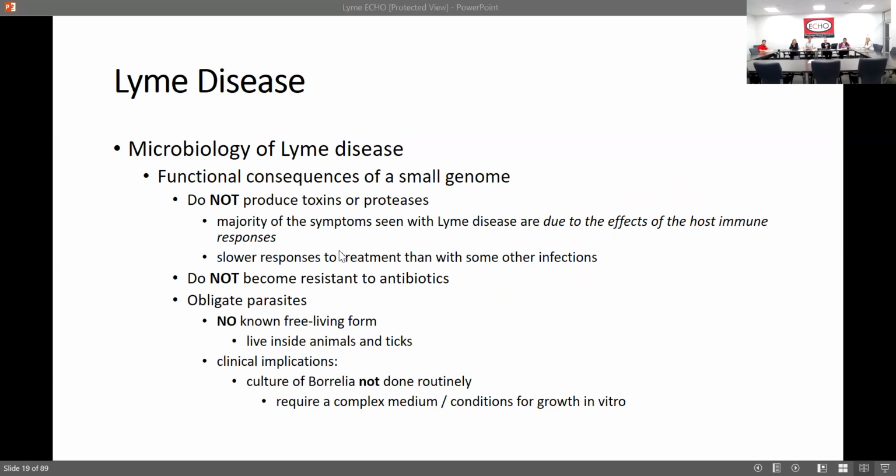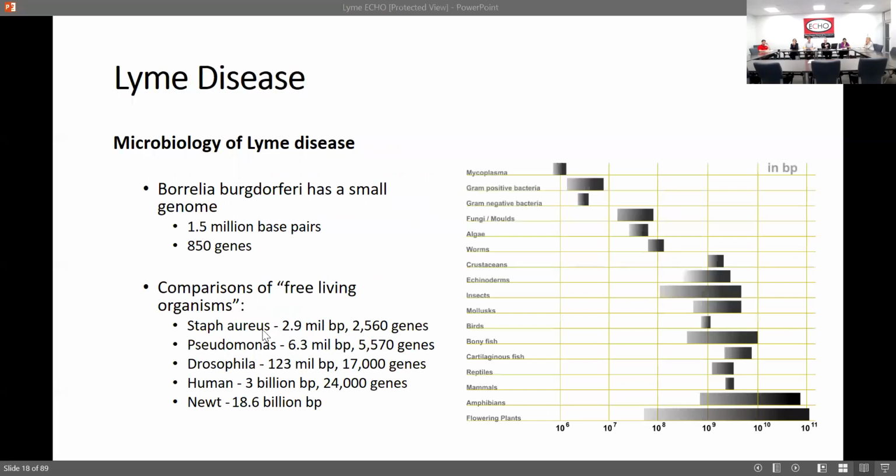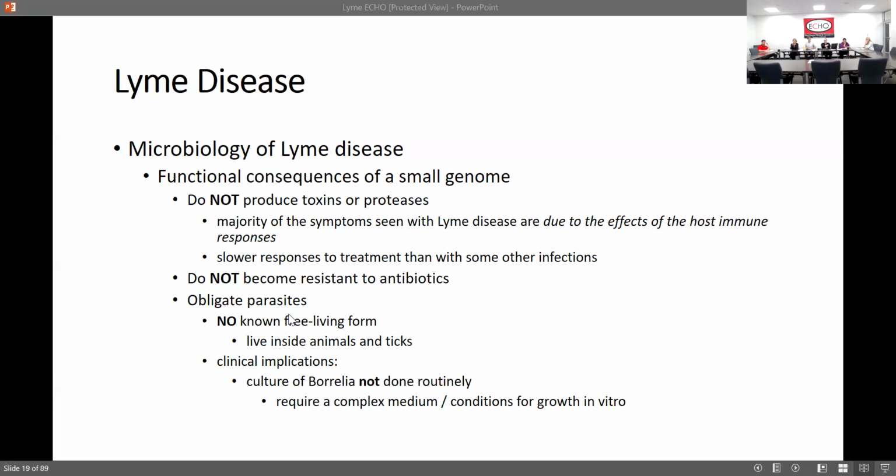Okay, that's number one. The other cool thing about having a tiny genome is that it does not become resistant to antibiotics. This is hugely important. This is a truism for spirochetes in general. They're too simple, unlike staph and Pseudomonas that we know can become resistant to just about anything they want. These don't have the genomic repertoire. They don't have the metabolic wealth to spend all their time becoming resistant to X, Y, and Z antibiotics. And so we don't talk about antibiotic failure because of resistance.